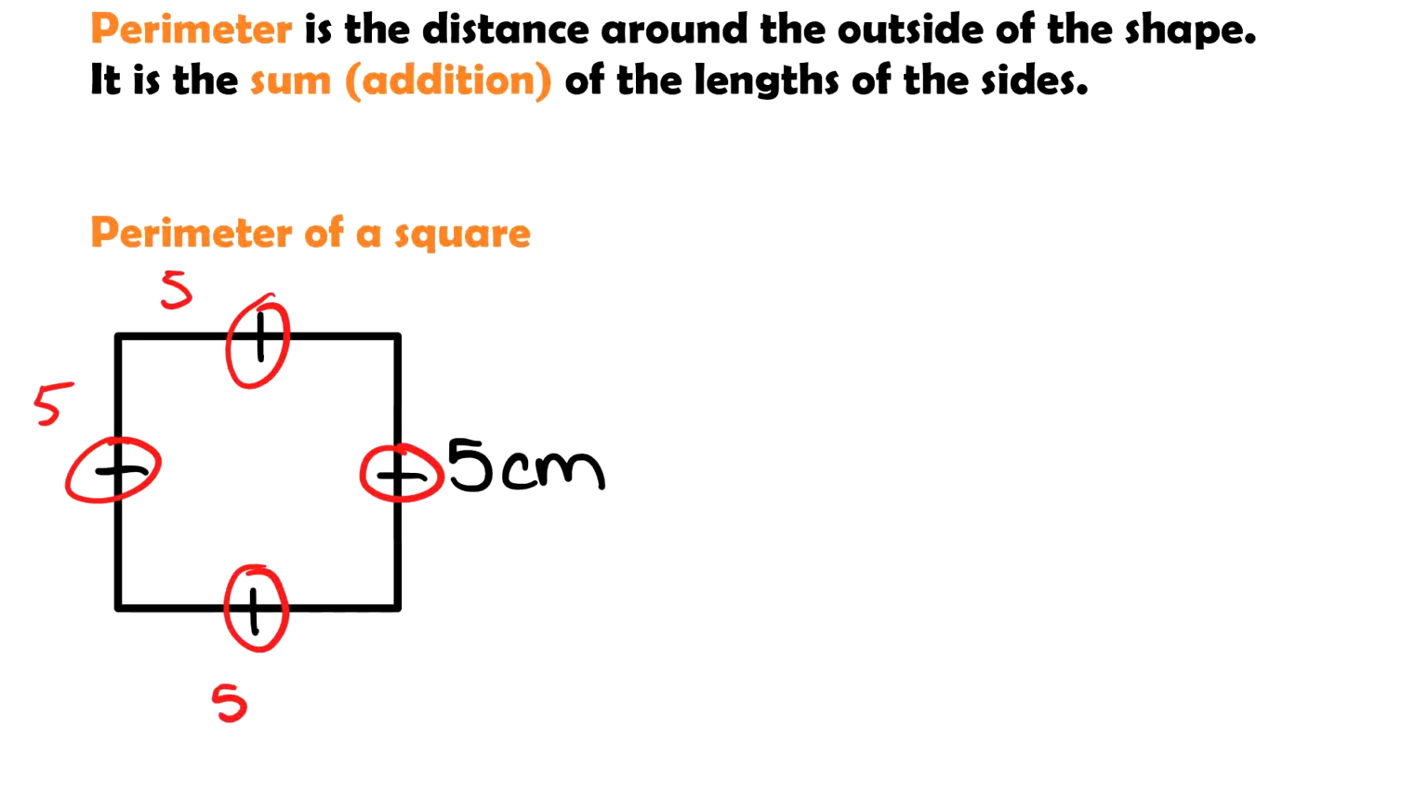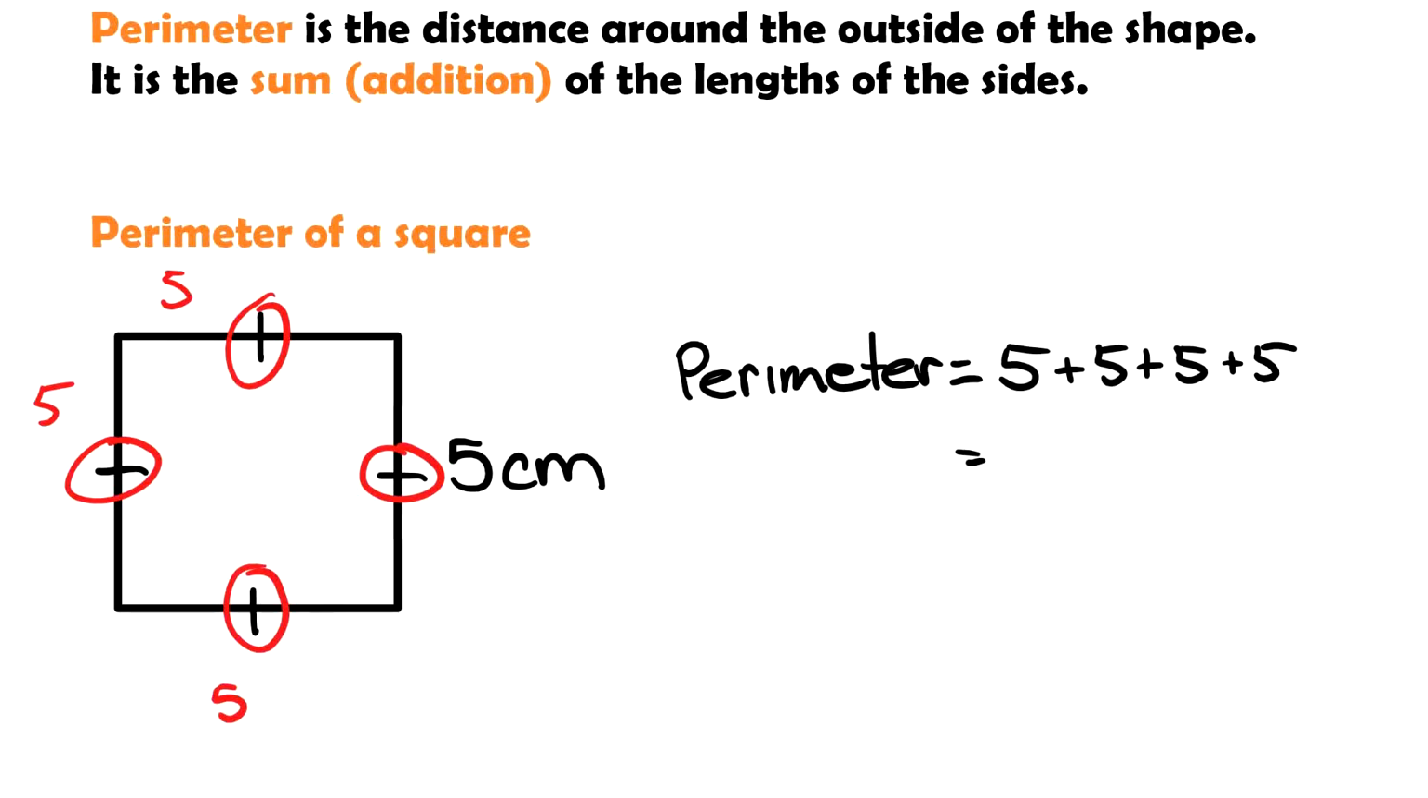Now remember, perimeter is the sum of all the sides. So if I'm told to find the perimeter of this square, the perimeter will be 5 plus 5 plus 5 plus 5 for 4 sides. And I know it's going to be 20. I need to remember to put my units. It's still in centimeters, so we've got to make sure it's in centimeters.